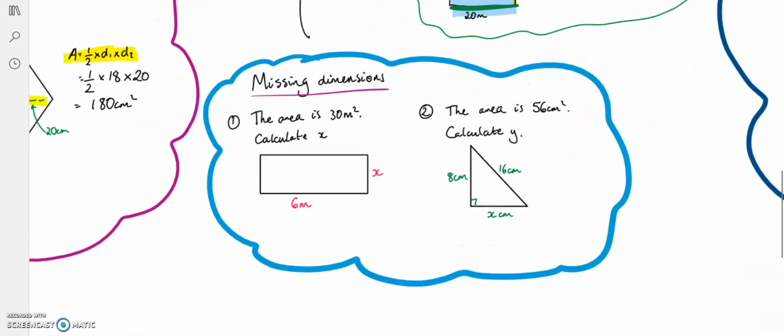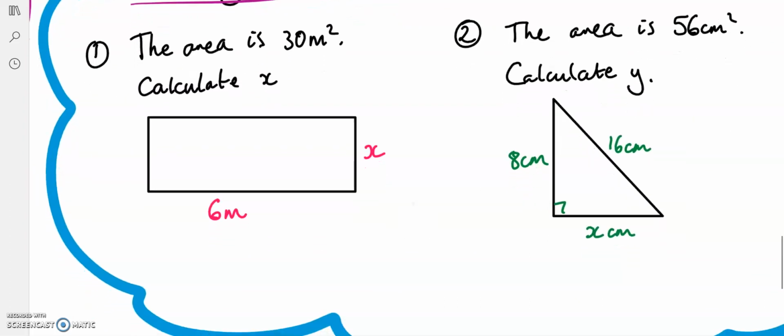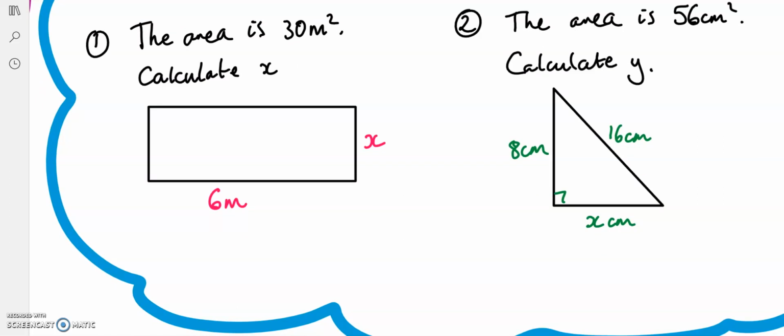We're now going to look at some problems where we need to figure out a missing dimension. Let's have a look here. In question 1 we've got a rectangle and it says the area is 30. That's the answer. Calculate x. So if it's an area question, let's write down our area formula for a rectangle, length times breadth. But we're going to use our answer. We know the answer. The answer's 30. So let's put the answer in.